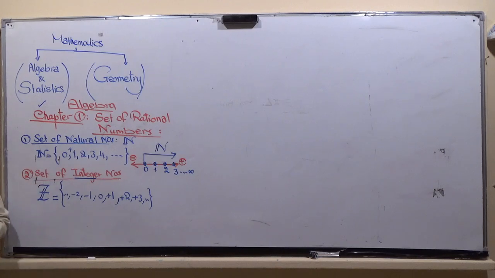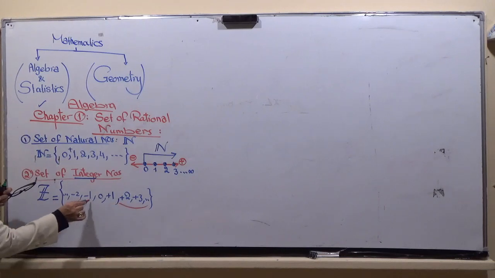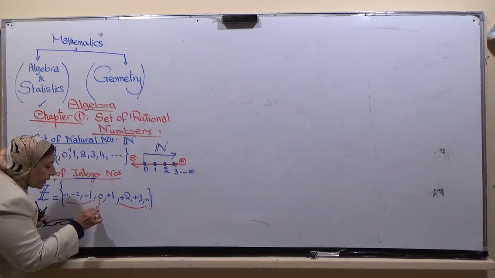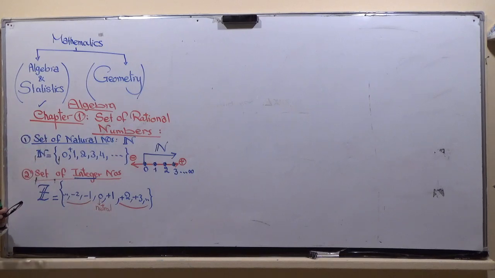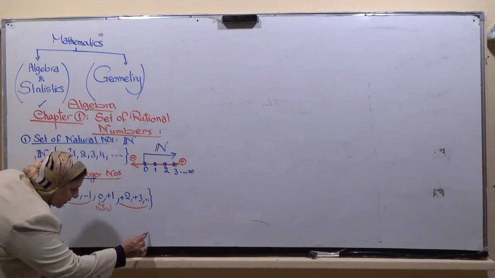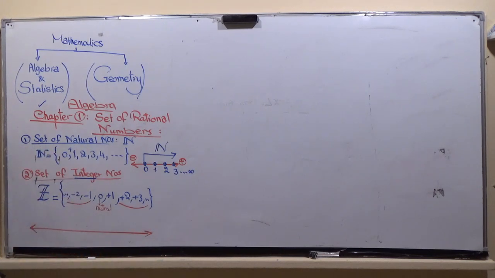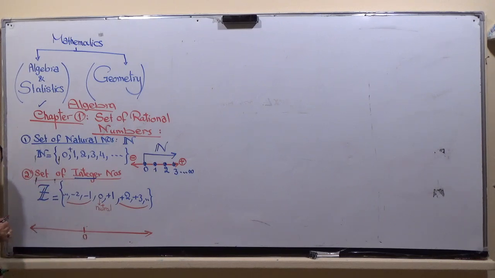How to represent this on the straight line? Listen to me. These are the set of positive integers. These are the set of negative integers. This is 0, the neutral element. It means it has no charge. It is neither positive nor negative. So we have a straight line like this. This is the 0, the neutral element, with no sign.